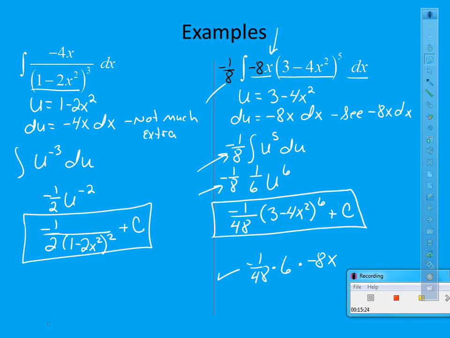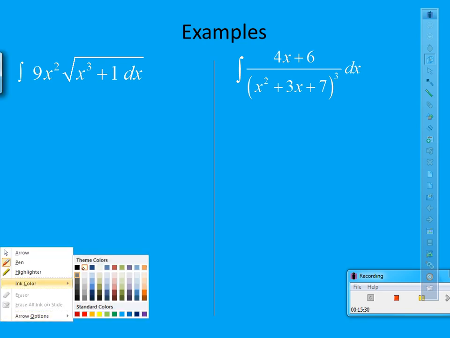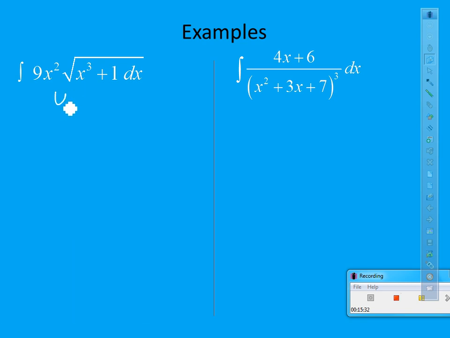Here comes my next example. Hopefully you got the hang of it. I'm just going to keep clicking them on. My u is going to be, you guessed it, x cubed plus 1. That makes my du 3x squared dx. I need to see a 3x squared dx, and I don't. I see a 9x squared.